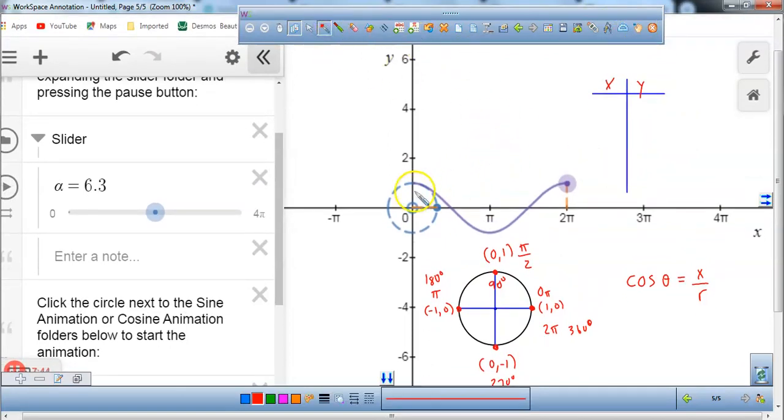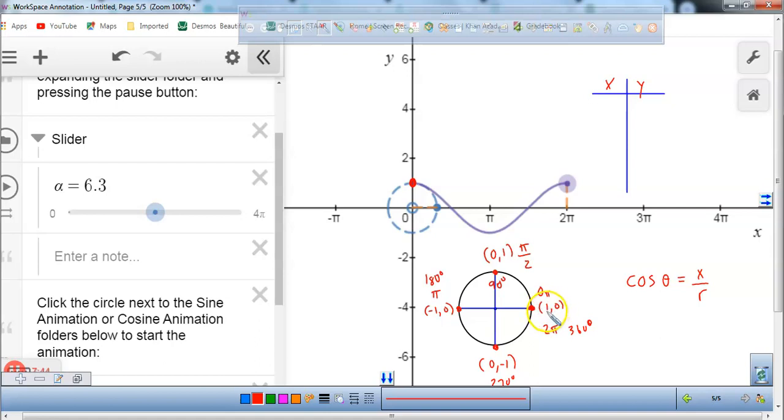All right, so here we go. Let's start right here at 0. What is the x value when theta is 0, which is basically 0 degrees? My x value is a 1. So when I'm at 0 degrees, I'm just going to put 0 pi. My y value is actually a 1. Just remember, cosine is x over r.